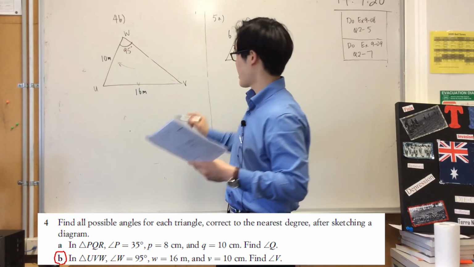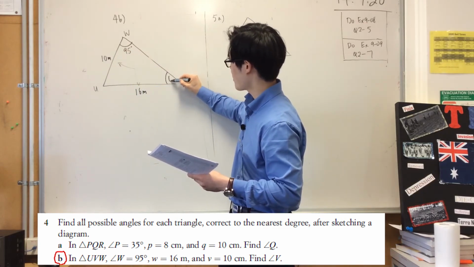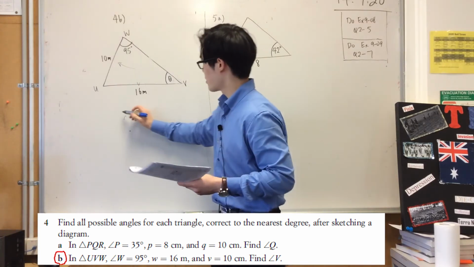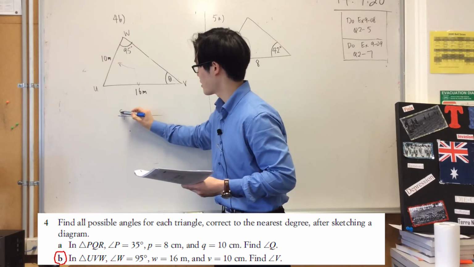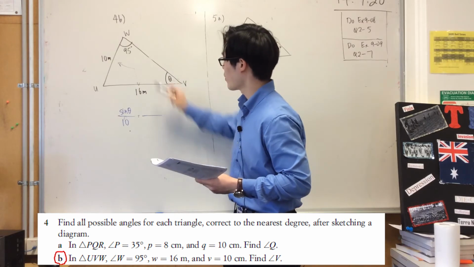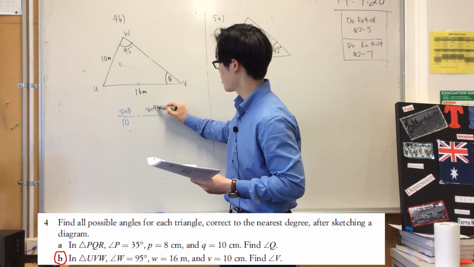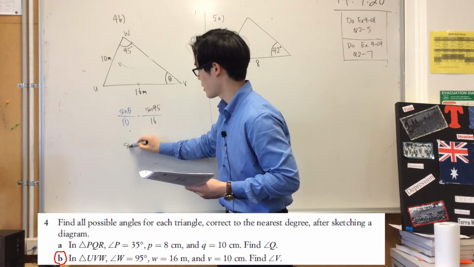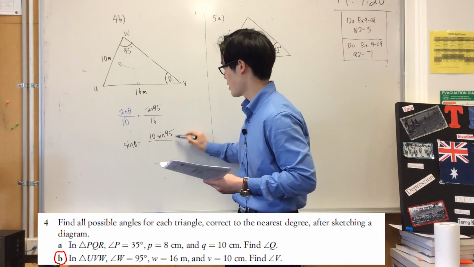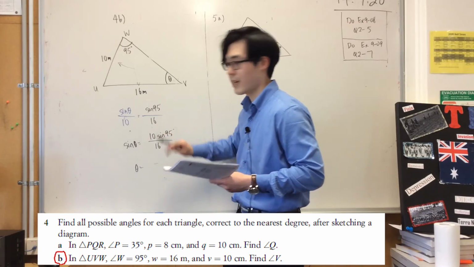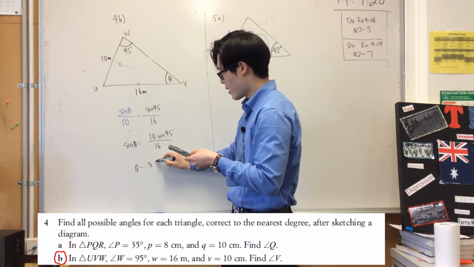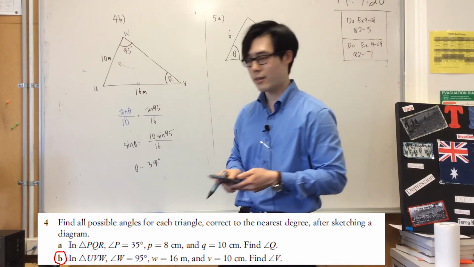Now what they want you to find is angle V. So that's your angle V. Let's label that as theta. And do the same thing as usual, use sine rule to find that. So we've got sine theta, which is opposite to 10 meters, so 10 there. And we've got sine 95 over 16. Then do our usual: sine theta is equal to 10 times sine 95 over 16, and then press shift sine on that to get the answer. Put this in the calculator and you'll get 39 degrees to the nearest degree.